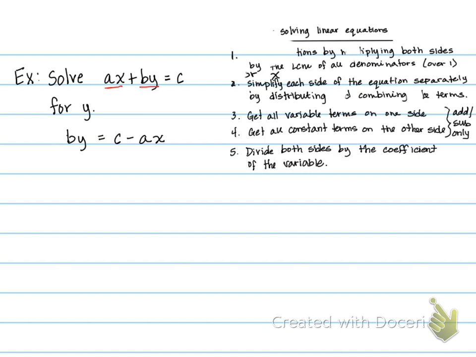And now we're on step 5, which just says divide both sides by the coefficient of the variable. What's the coefficient of my variable here? B. Yep. So we're going to divide both sides by b. So we get y equals c minus ax, all divided by b. And then you just leave it like that.